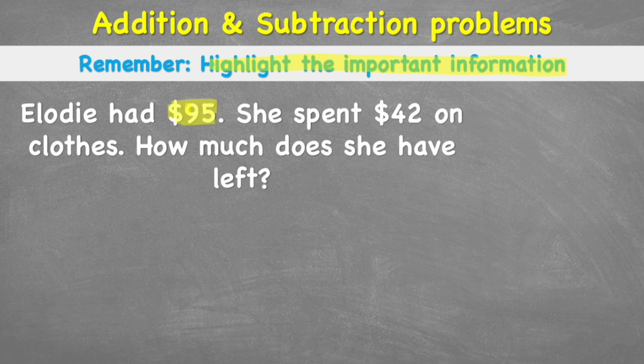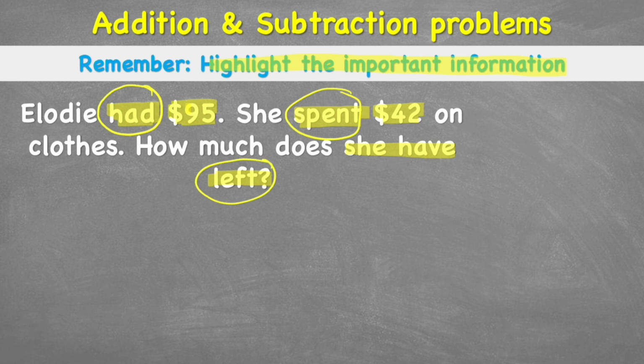Again, we have our two figures, 95 and 42, but we still need to work out whether we're going to be using addition or subtraction. It said that she had $95, but she spent 42, and how much does she have left? Those little three clues, had, spent, and left, suggest to me that our operation is going to be subtraction.